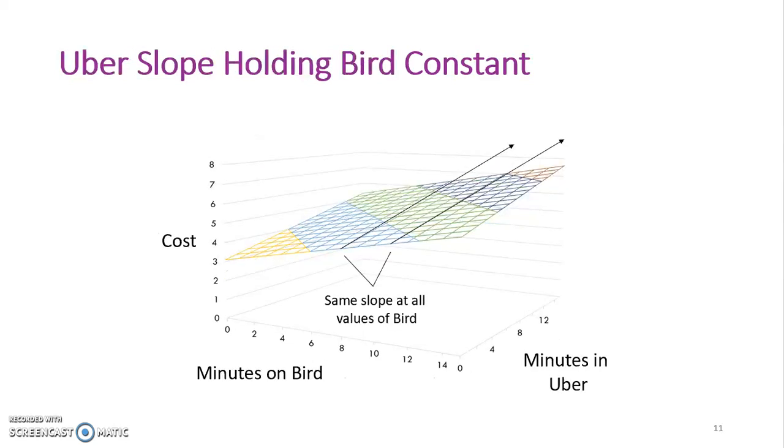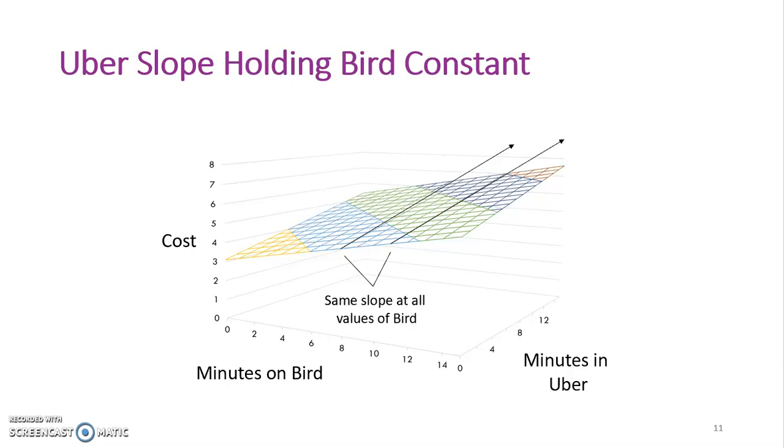Now we can see the same thing for the Uber slope. So again, now we are looking at this plane from a different angle. So we can see, again, the cost vertical axis and the minutes spent on the bird horizontal axis. And now we can kind of see the angle of the slope for minutes spent on the Uber. So we can see that this plane is angling upwards. It's got a positive slope for minutes spent in an Uber. And that slope is the same slope at all values of minutes spent on a bird scooter.